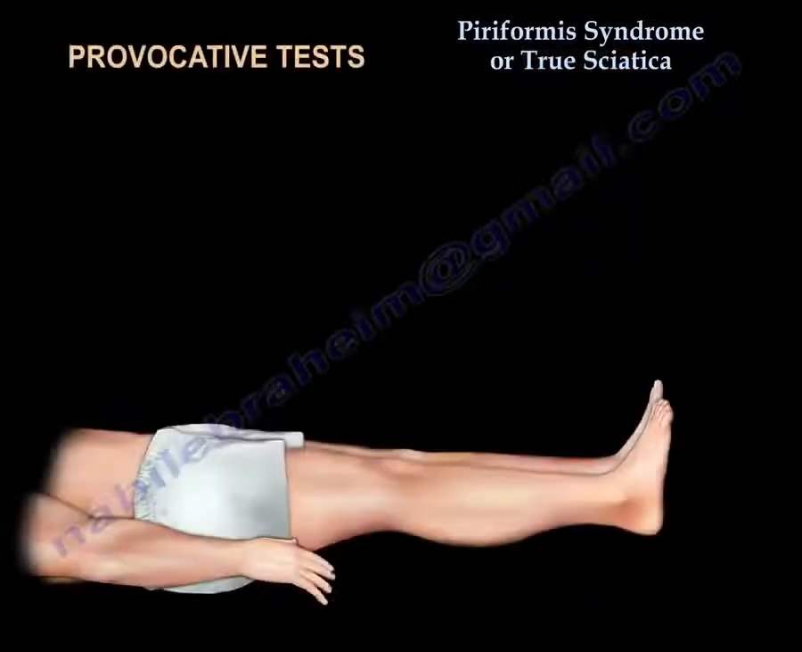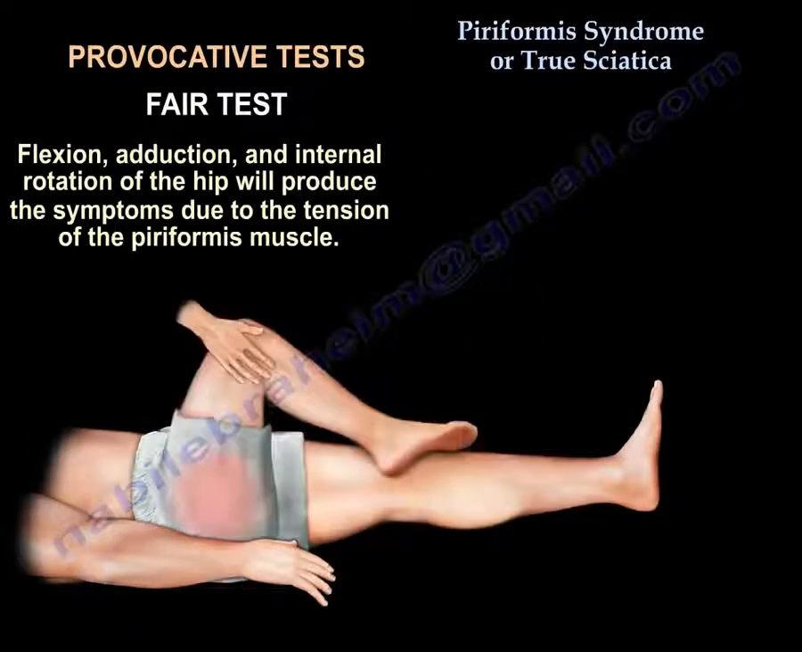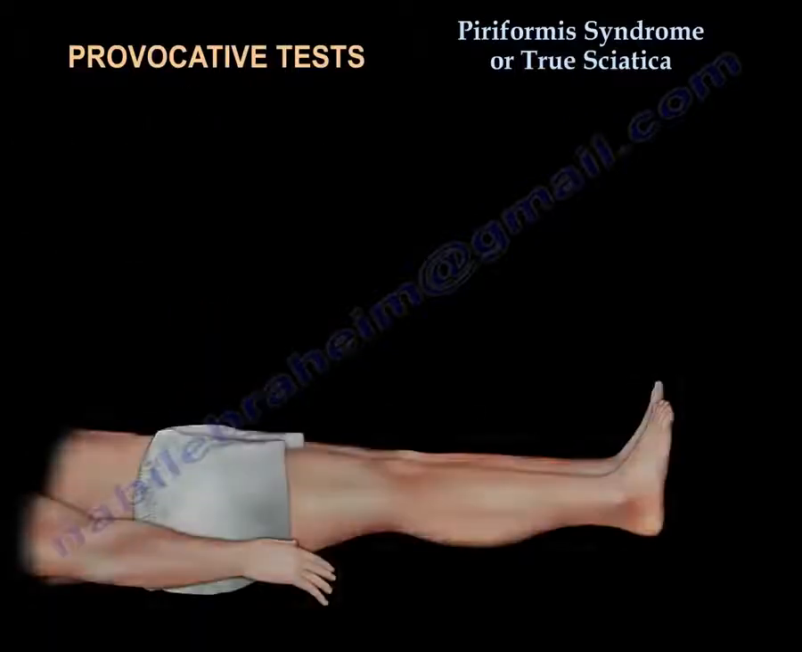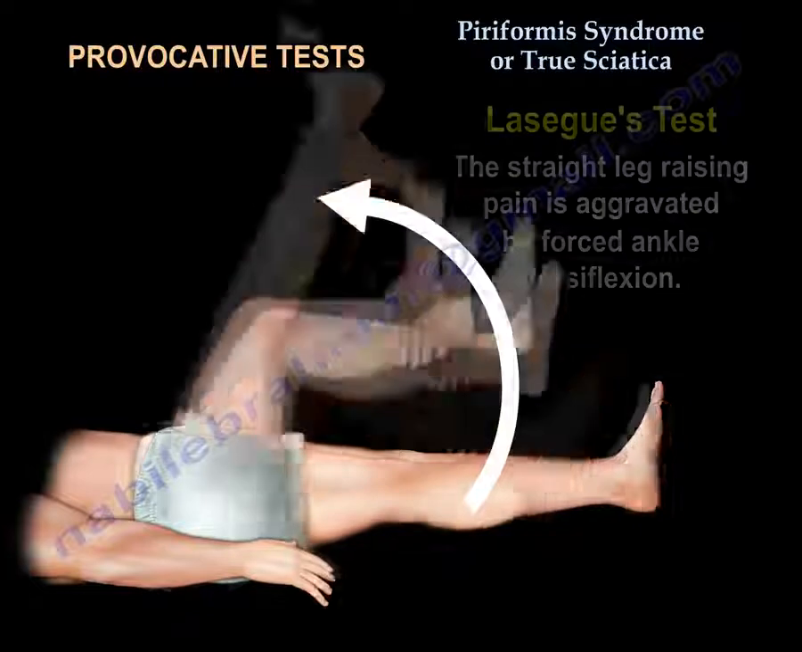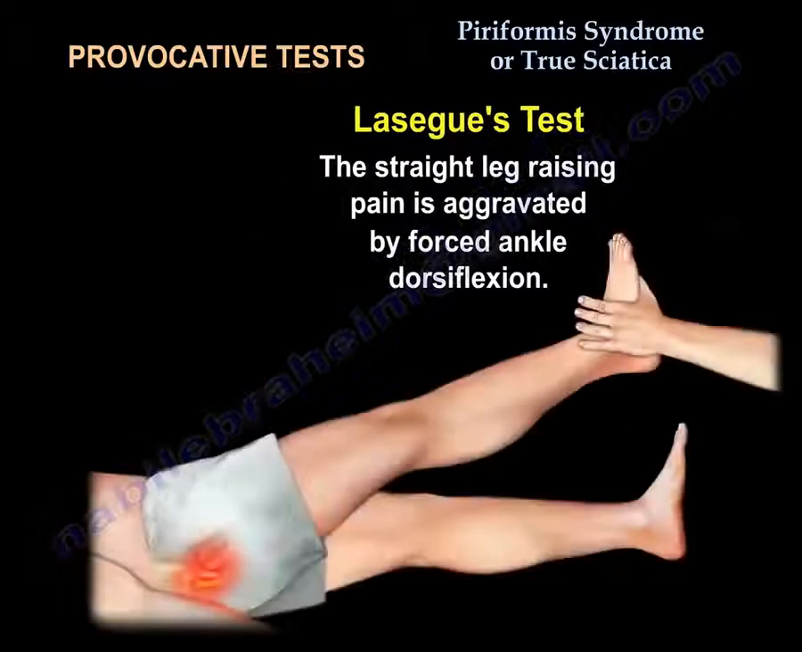You can use some provocative tests such as the FAIR test. Flexion, adduction, and internal rotation of the hip will produce the symptoms due to tension of the piriformis muscle. Or the Lasegue test, in which the straight leg raising pain is aggravated by forced ankle dorsiflexion.